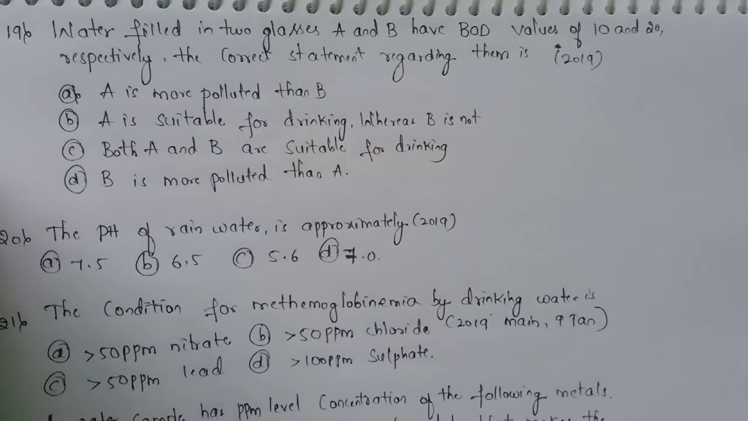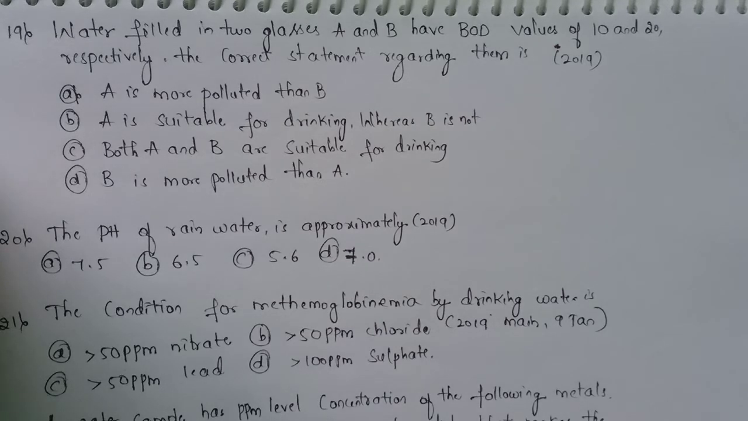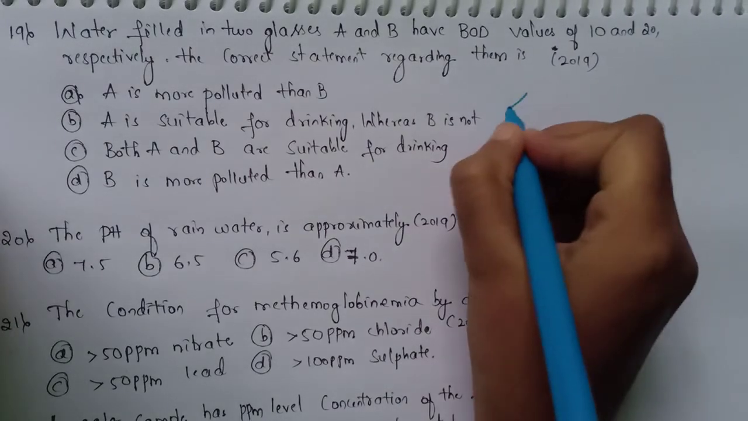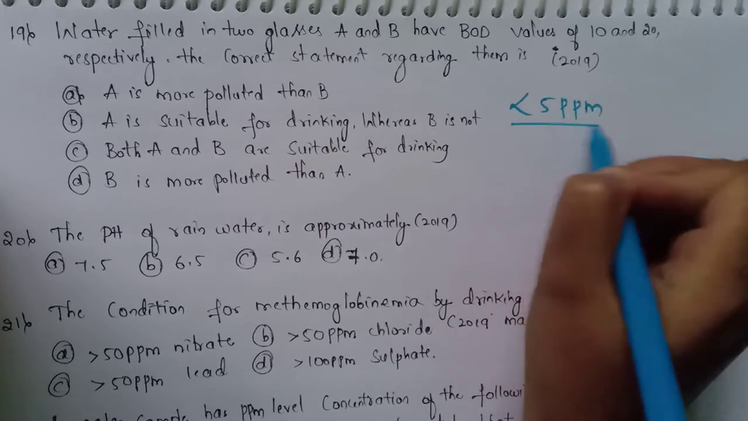Coming to the 19th question, water filled in two glasses A and B have BOD values 10 and 20 respectively. The correct statement regarding them is: option A, A is more polluted than B. Option B, A is suitable for drinking whereas B is not. Option C, both A and B are suitable for drinking, and option D, B is more polluted than A. We know that BOD is defined as the amount of oxygen required by the bacteria to break down the organic matter present in a certain volume of sample of water. So, clean water or drinking water has a BOD value of less than 5 ppm.